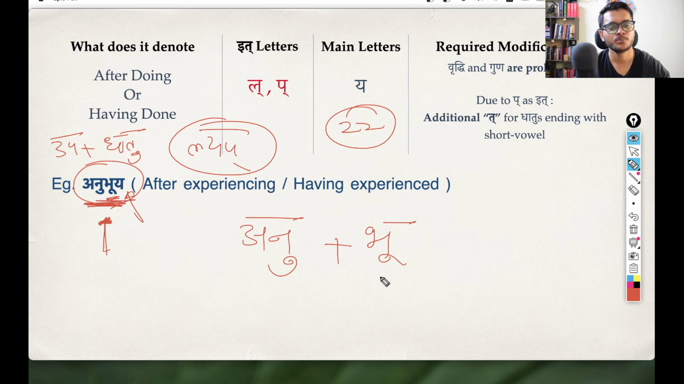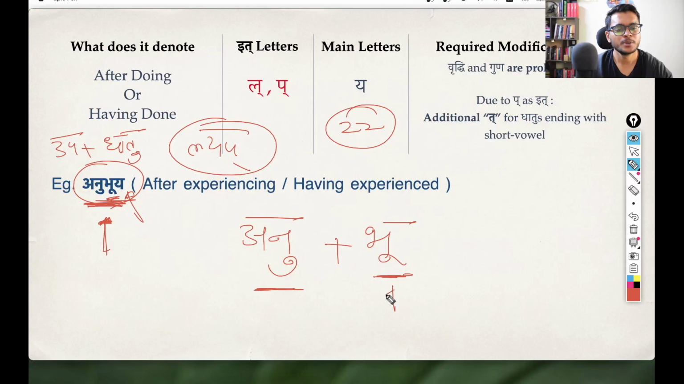Okay, but anyways, anubhuya. So this is coming from bhu dhatu. And bhu dhatu means to be, right? To be, to become. And when we have this upsarga anu, the meaning changes. The meaning becomes to experience. Because from this combination anubhu only we get anubhava. And anubhava, this is the Sanskrit word for experience, right?